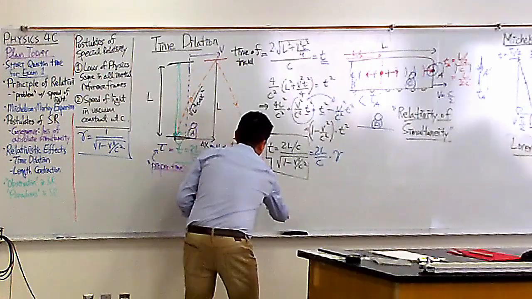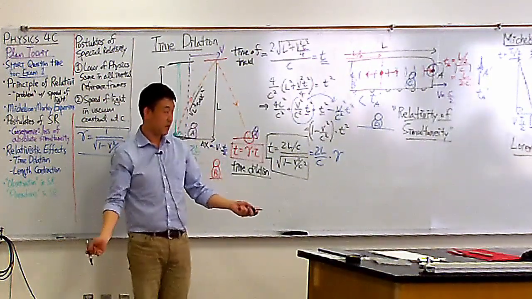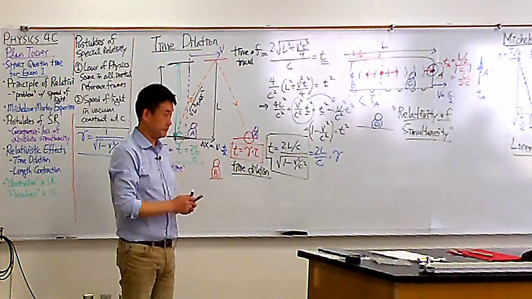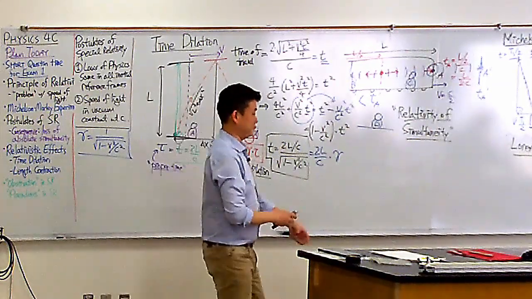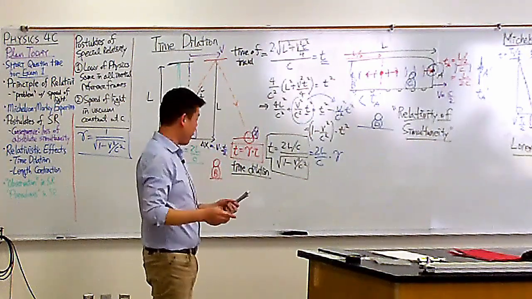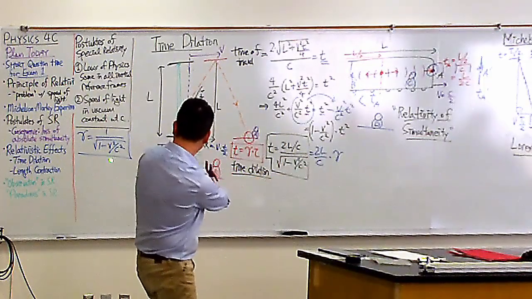Does anyone see why we call it time dilation? Like everyone here knows what dilation means, right? Making things longer. Why are we calling this time dilation? Because gamma is always greater than 1. Yeah, gamma is always greater than 1. That's actually a good thing to note. Thank you, Gauger.